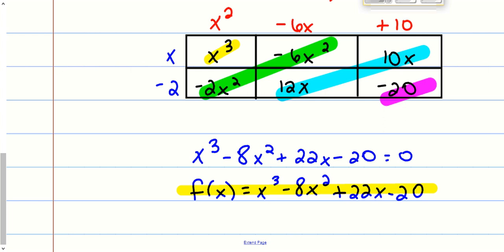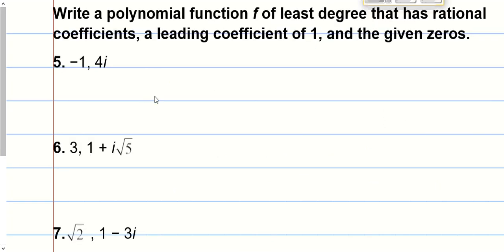Okay, so now let's look at a couple more. We're not going to work these out completely. I just want us to look and see what kind of solutions, or how many solutions, we're going to have on this before we work it all the way out. So on number 5, it tells us again, just like the last problem, write a polynomial function, leading coefficient 1, given zeros, least degree. So right here, we're given negative 1 and we're given 4i. So if we're given 4i, then we need to have negative 4i there as well.